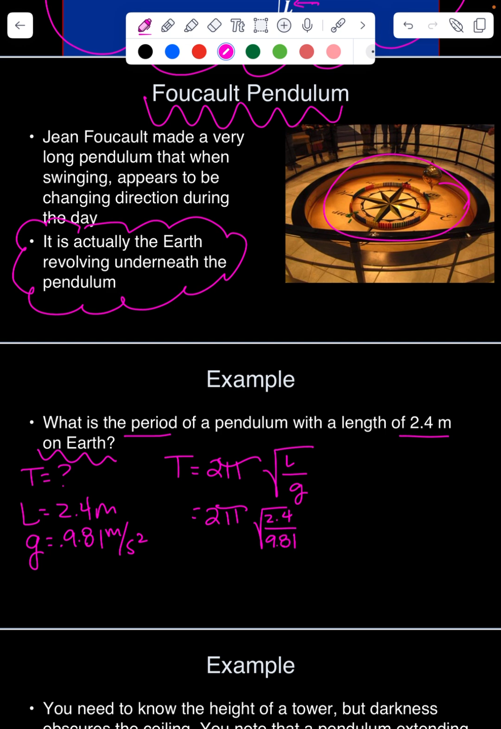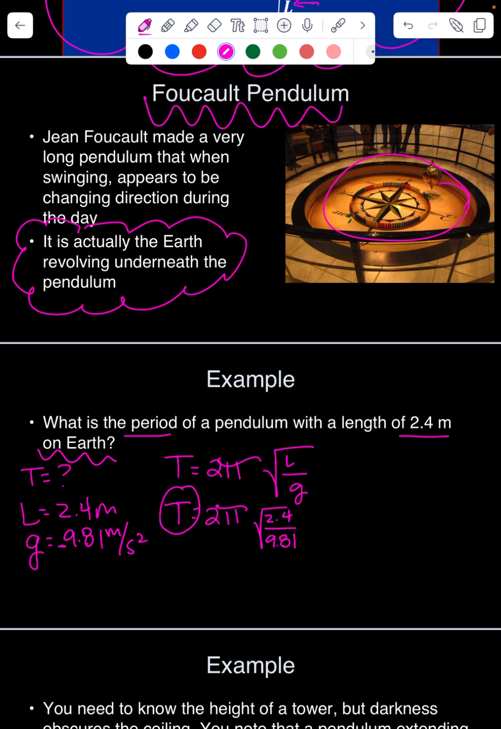Now, notice I did not put a negative right here. We know g is acceleration due to gravity. We know that gravity is always pulling you down, so we do know that it's always going to be negative. However, we cannot put a negative under a radical. That'll give us an error in our calculator. It's an imaginary number. And we're solving for period, which is a unit of time, and time can never be negative anyway. So for this, we're just going to disregard that negative.